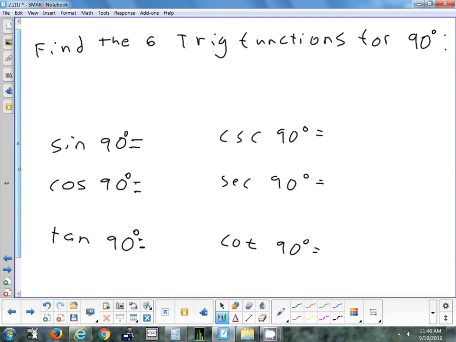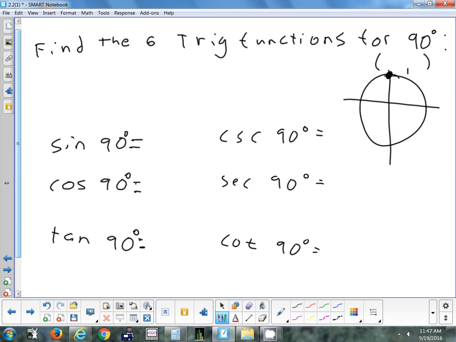Okay, the question says, find the 6 trig functions for 90 degrees. Okay, Karen, what's different about this problem than the last 3 that we did? It doesn't give me the coordinate. Okay, it's great that they're telling me 90 degrees, but if I can't figure out the coordinate, I can't do anything they're asking me to do. So the first thing I'm going to do is draw my diagram, and I'm going to figure out where 90 degrees is. Okay. Where's 90 degrees? Is it right, top, left, or the bottom? It's the top.